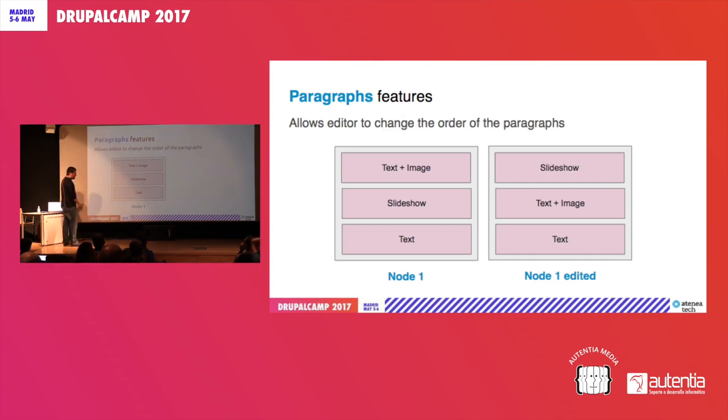Another thing that is really interesting is that the editor can change the order of the paragraphs. So here we have node 1 with different paragraphs: text plus image, slideshow, text. So we can edit it, and we have the same content with a different order. We take the slideshow first, then the text plus image, and finally the text.